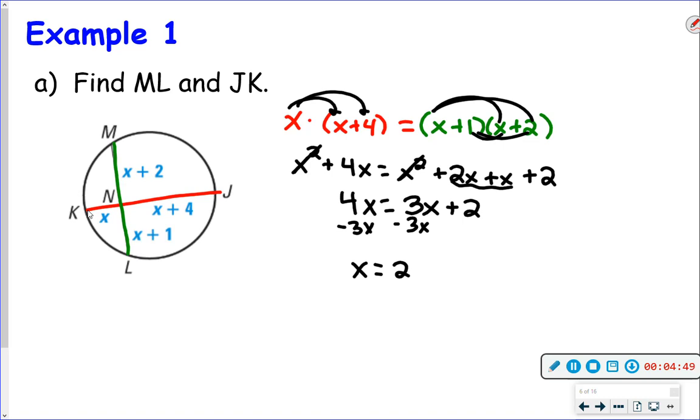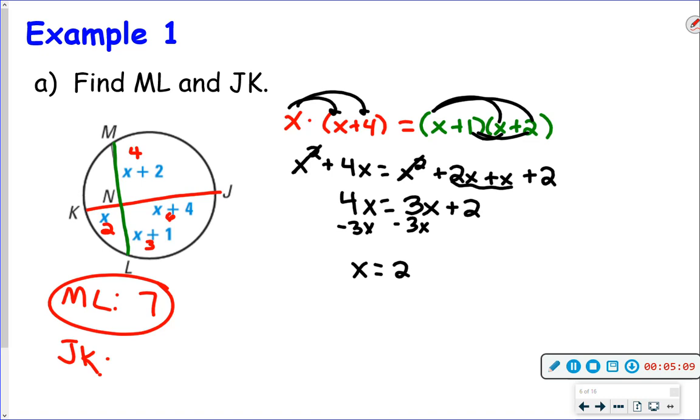So let's do ML first. If I put 2 in for this, 2 plus 1, this piece would be 3, 2 plus 2, 4. So M all the way to L, 4, 3, combine it, 7. Then I'm going to do the same thing for JK, or KJ, whatever you want to call it. Put a 2 in, of course, for both X's, 2 plus 4, 6. So the whole segment, 8.